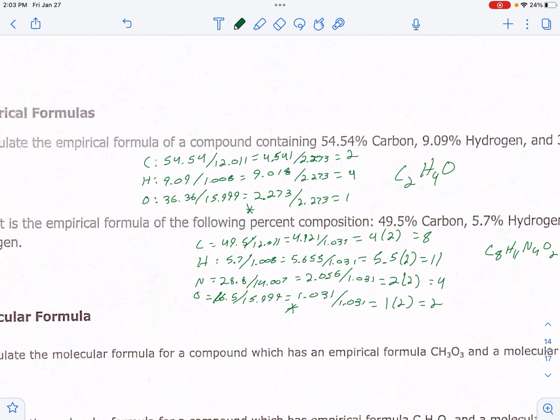Okay, so if you need to multiply by 2 and it didn't work, move on to 3. If 3 didn't work, move on to 4.